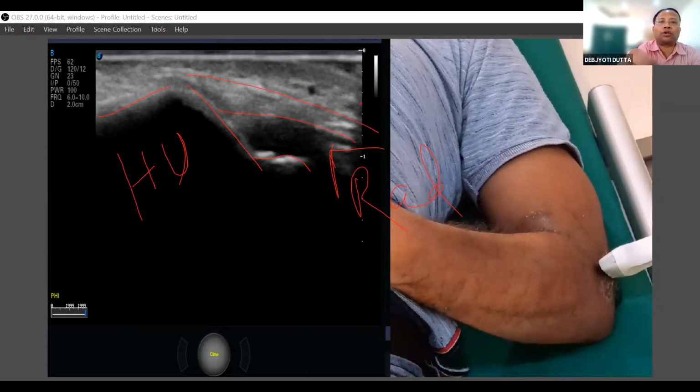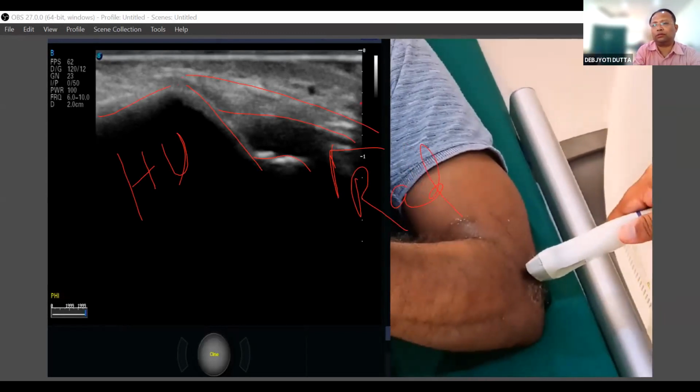It is seen. The probe is not coming clearly. Can you see now? Yes, sir. Yes. Thank you.